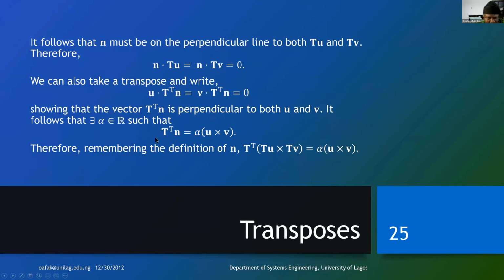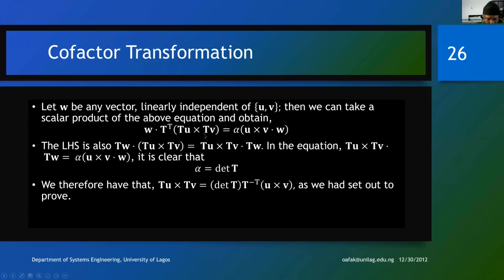If we do that, what we then have is that W dot TU cross TV is equal to alpha U cross W dot V. Again, we can take this vector to the other side, and we remove the transpose, because the transpose of a transpose is the original tensor. So this is written as TW dot TU cross TV. So T now operating on W is equal to TU cross TV dot TW. So in the equation, TU cross TV dot TW is equal to alpha U cross V dot W. It is clear from this expression that the alpha that we did not know before is simply the determinant of T.